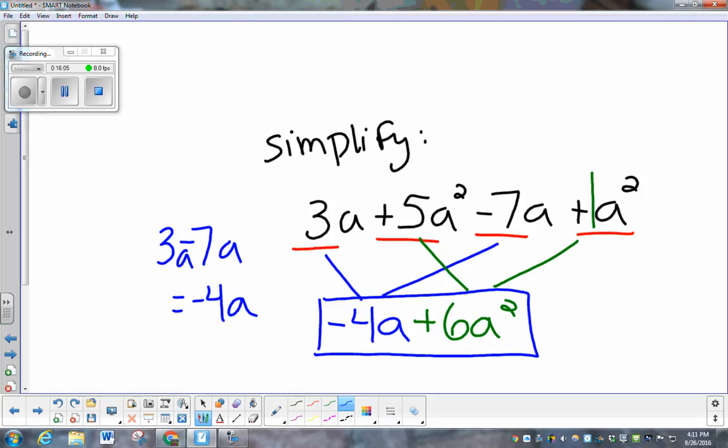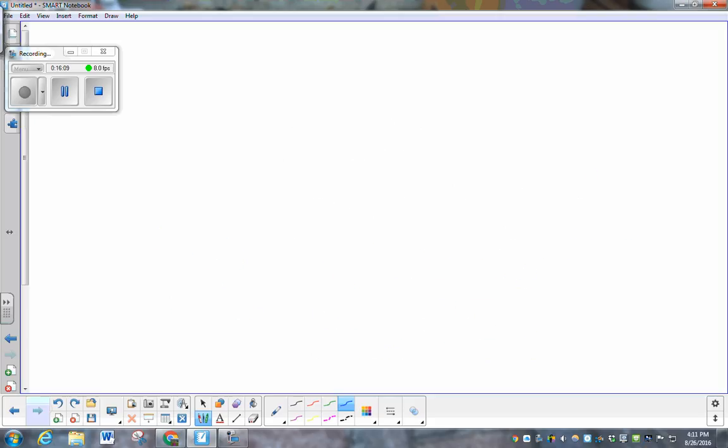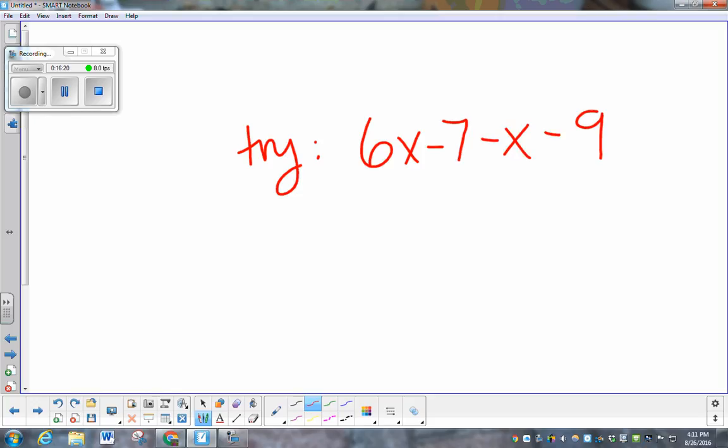So I want you guys to try an example of this. I'm going to put it on the next page. That says try. I want you guys to try 6x minus 7 minus x minus 9. So I want you to try to simplify that, and we will check it tomorrow. All right. I'm getting a little long here, but I want to try at least one more here.